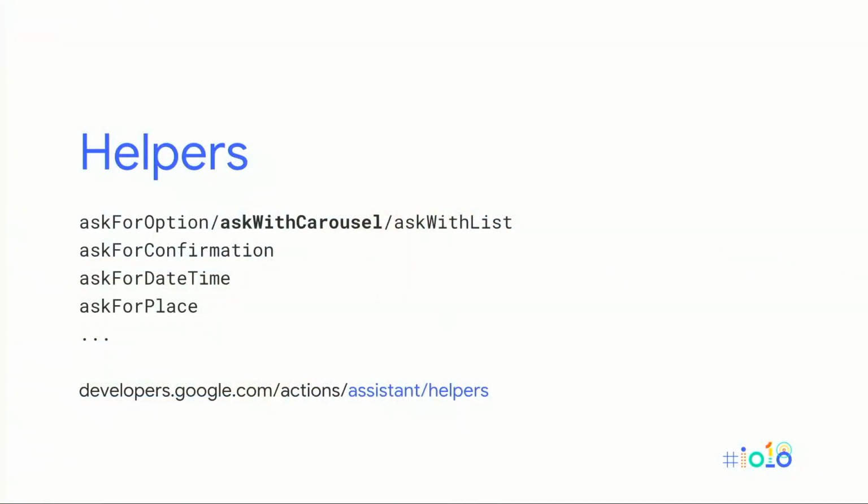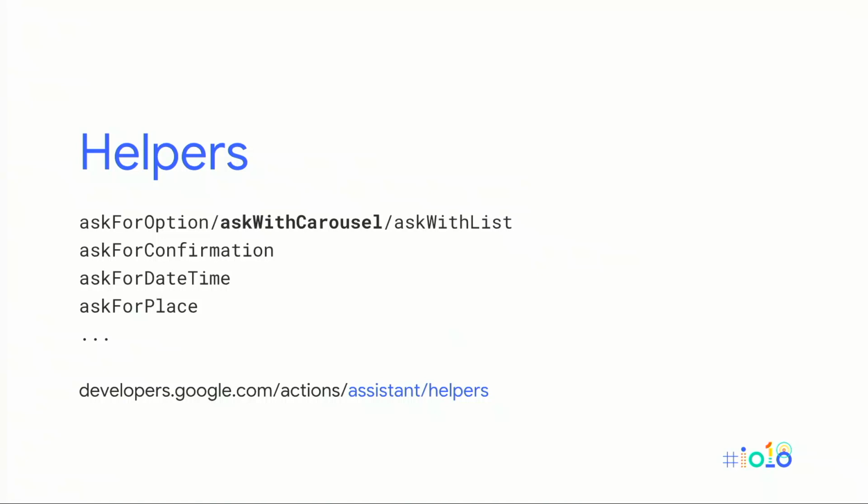Another high-quality and easy way to target multiple surfaces is to use Google libraries we call helpers. So I've been asking California Surf Report, the surf report with the beach name. But if I don't say the beach name, I get a prompt. Which beach? Now, this doesn't tell me what I can say. It doesn't tell me which beaches this action actually supports. So we can fix that with a helper called Ask with Carousel.